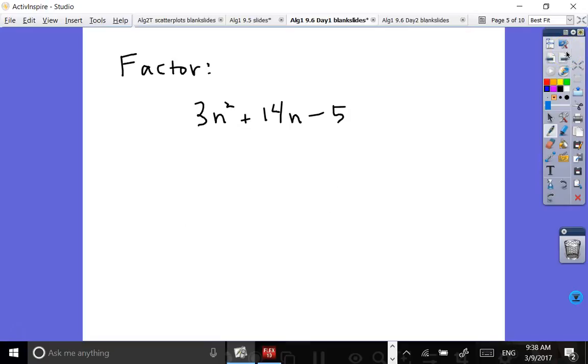Okay, 3n squared plus 14n minus 5. Again, we're going to be factoring into a binomial times a binomial. Right? What's going to be the first term in those binomials, if they multiply to give us 3n squared? It's got to be 3n times n, right? 3 is a prime number. It only has factors of 1 times 3. So let's say 3n times n.